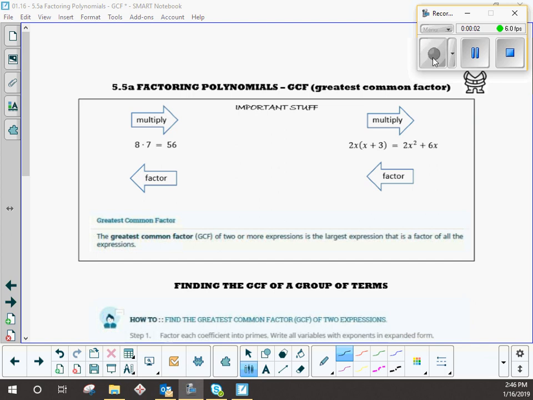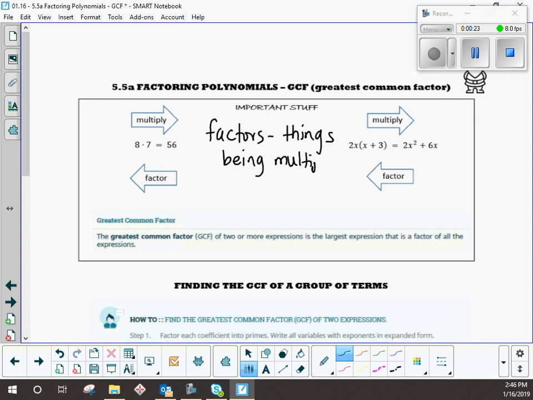All right, so when we're talking about factoring, here's what I want you to start by writing down. Factors. What factors are? Factors are things being multiplied together. Things that are being multiplied together.